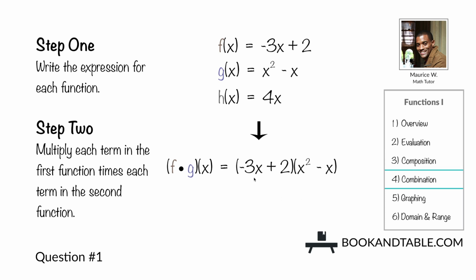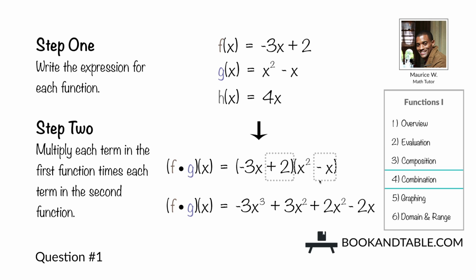When we do so, we get negative 3x times x squared, which is negative 3x cubed. And negative 3x times negative x is positive 3x squared. And now we move to the second term in the first function. 2 times x squared is 2x squared. And then 2 times negative x is negative 2x.